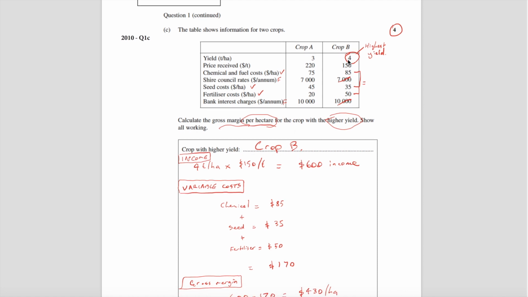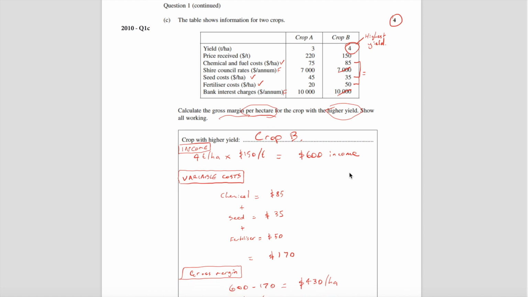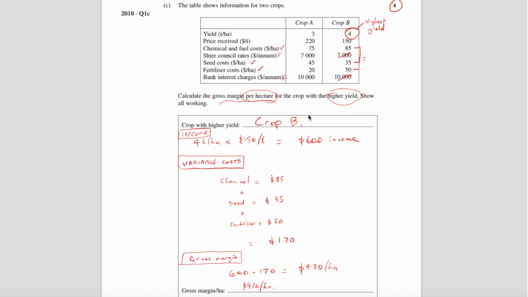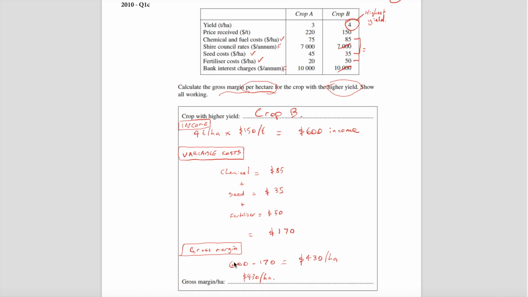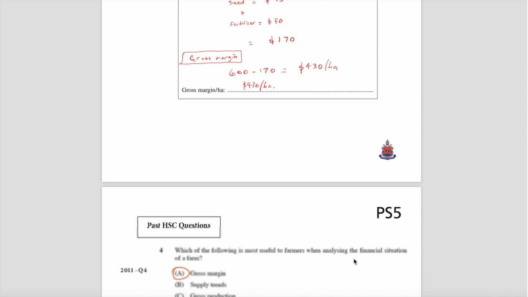The income is 4 tons per hectare and getting $150 per ton. So it's 4 tons a hectare times 150 per ton, which gives you $600 income. Now you need to only include the variable costs, and this is obviously chemical, seed costs, and then fertilizer costs. You don't include Shire Council rates because they have to be paid anyway. They're fixed, and bank interest charges, they also have to be paid anyway, so they are fixed as well. So once you add those up, you get $170. You get 600 minus 170, which gives you $430 per hectare.